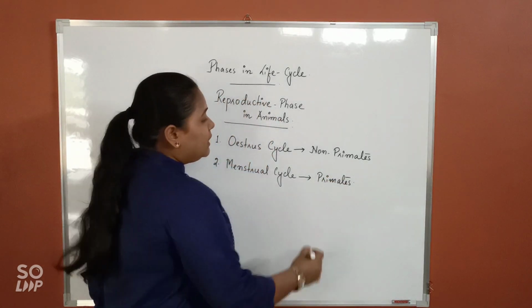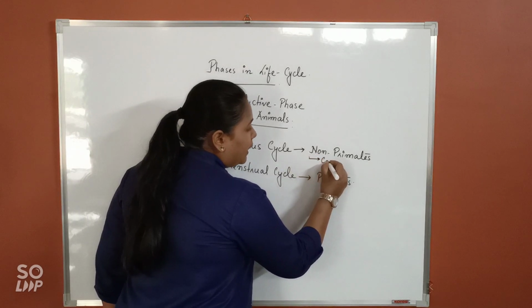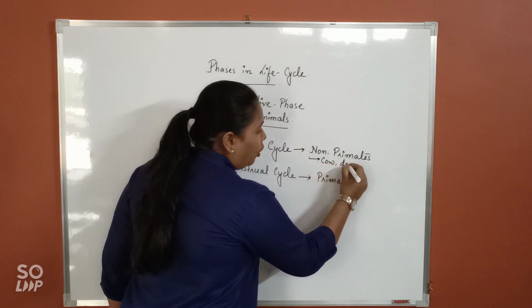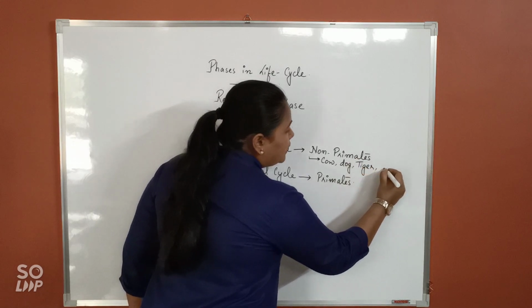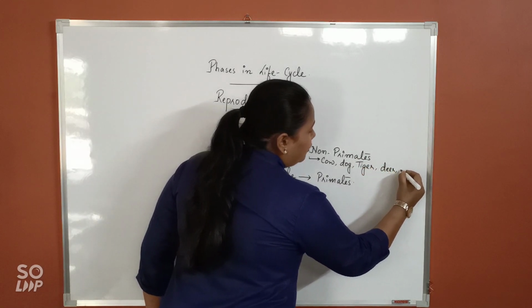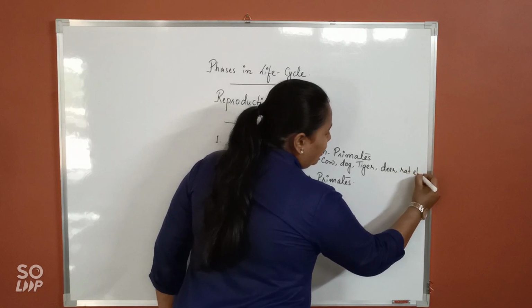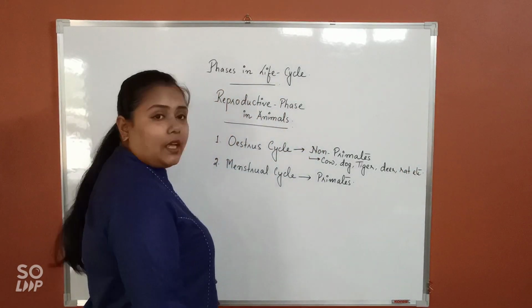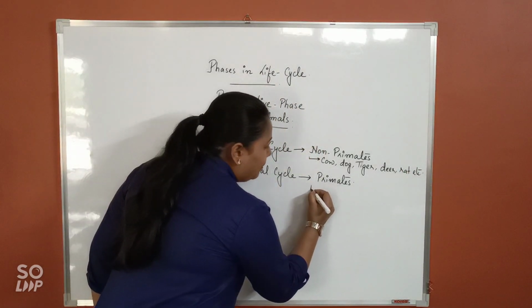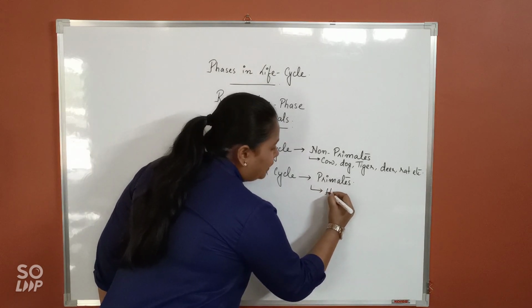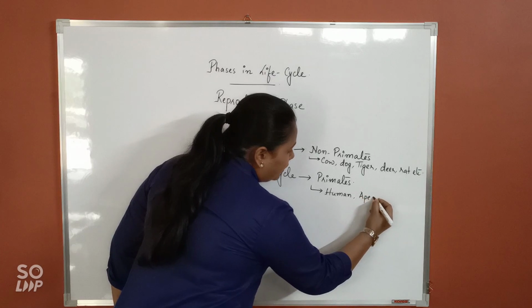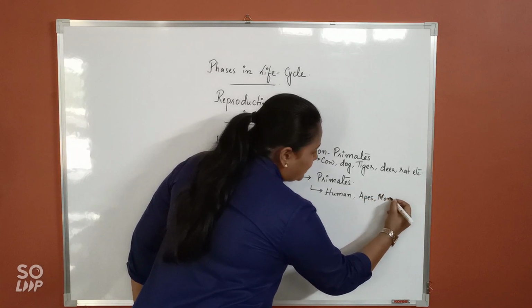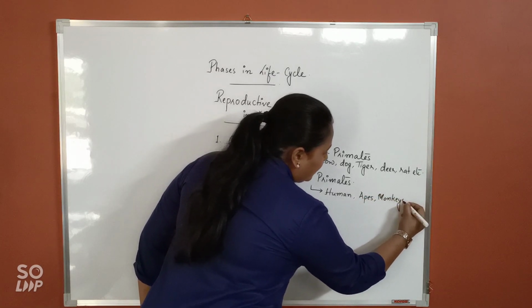Okay? Examples here would be cow, dog, tiger, deer, rat, etc. Likewise, among these, the examples would be human, apes, monkeys, etc.